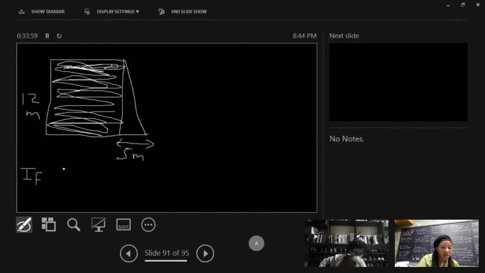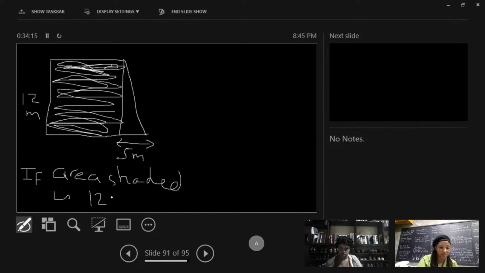So if the area of the shaded region is 120 meters squared, what is the area of the triangle and what's the area of the trapezium? Okay, so this is 120.